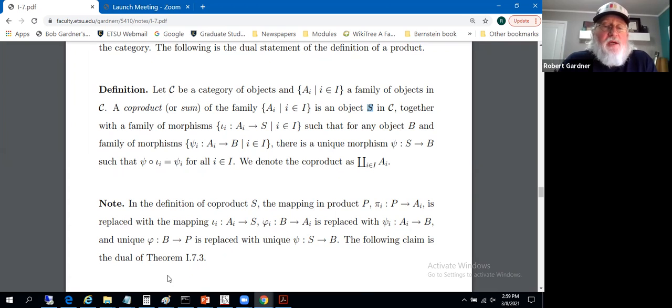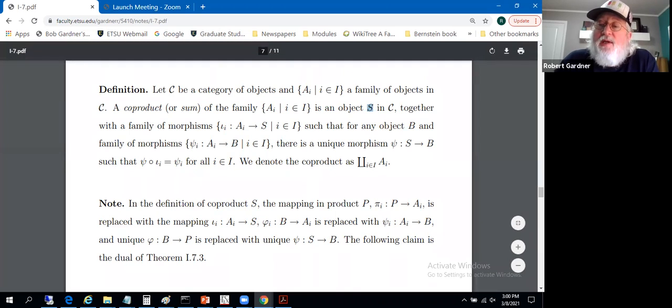The unique phi that composed in a certain way in the previous definition mapped object B into the product. Here it is replaced with a psi that maps the coproduct into object B. So all the mappings have been reversed. Theorem 1.7.3 for products. Actually, let's look at it again.